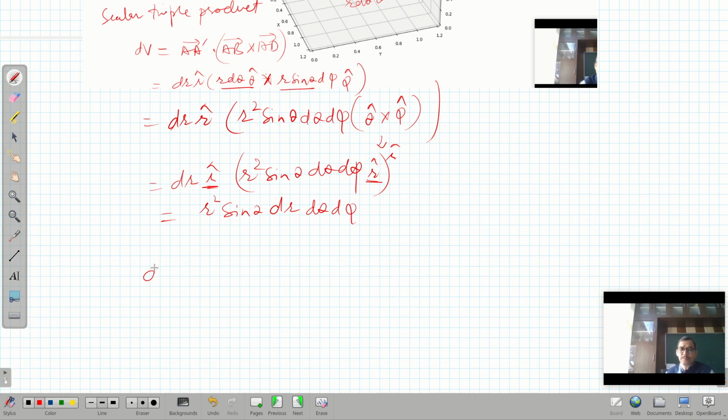So dV is equal to r square sine theta dr d theta d phi, and this is a scalar quantity.